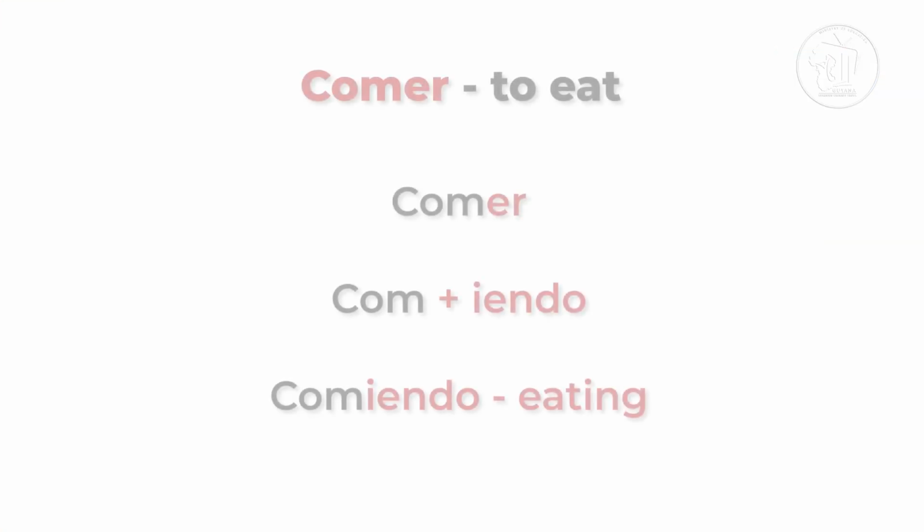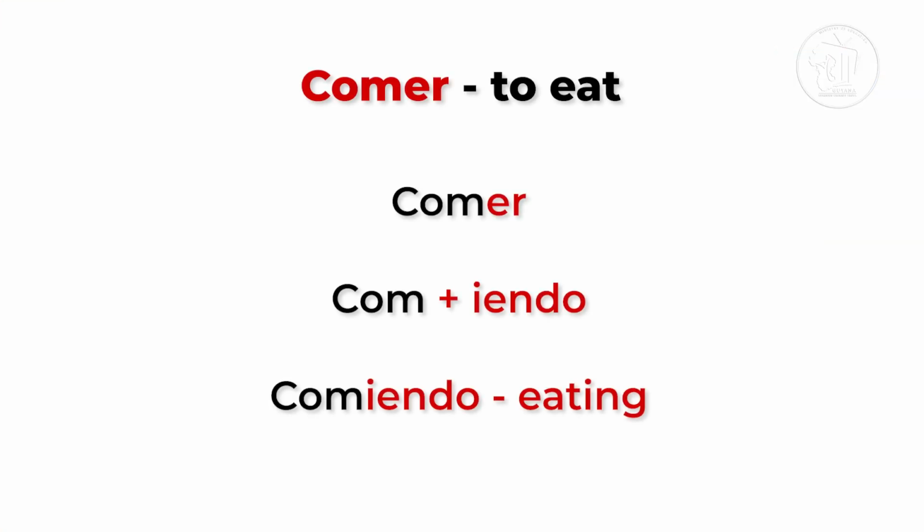To form the gerund of the ER or IR verb, we take off the ER or the IR ending of the base verb and we add IENDO. Here are examples. Let's look at comer. Comer means to eat. So right away, we recognize that is an ER verb. So we remove that ER and we add IENDO.